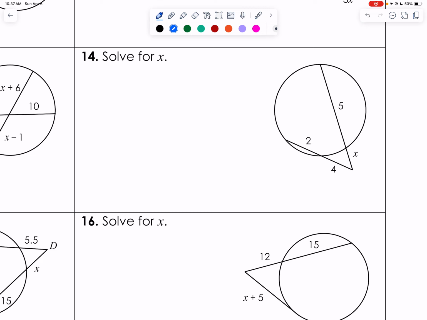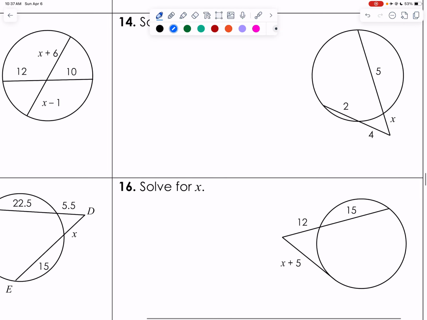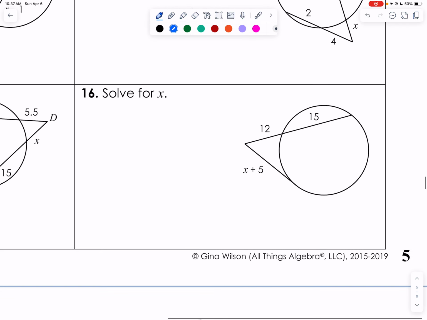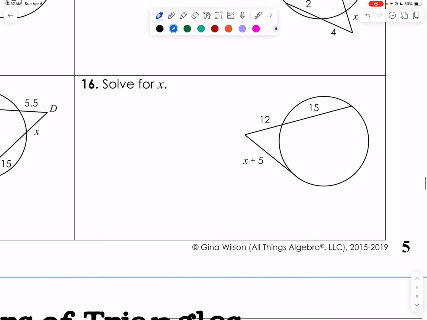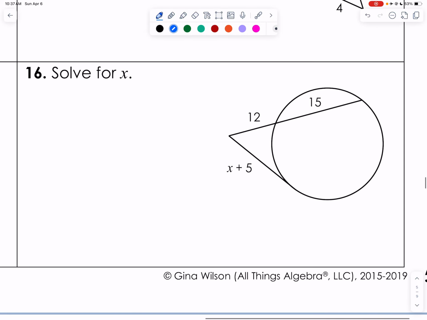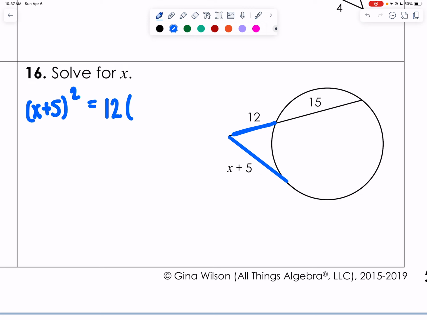All right. Let's do 16, not 14, 16. Because this one we could practice the third type. So this one's a bird. We have my tangent. So we are going to square that. X plus 5 squared is equal to my secant. So I'm going to have, once again, my outside and then my whole part. So 12 and 27.